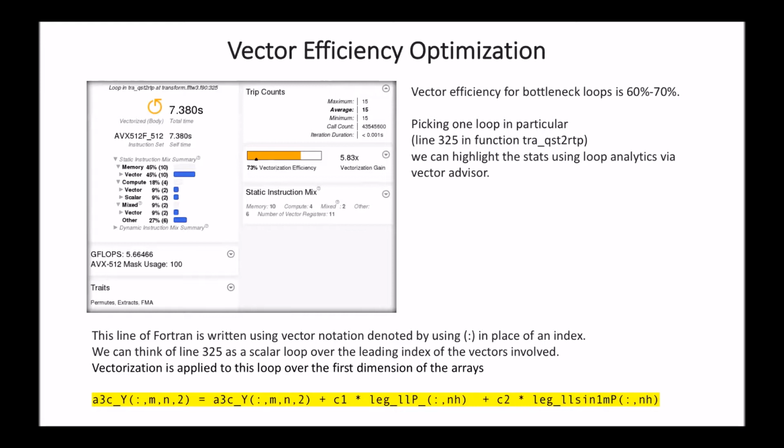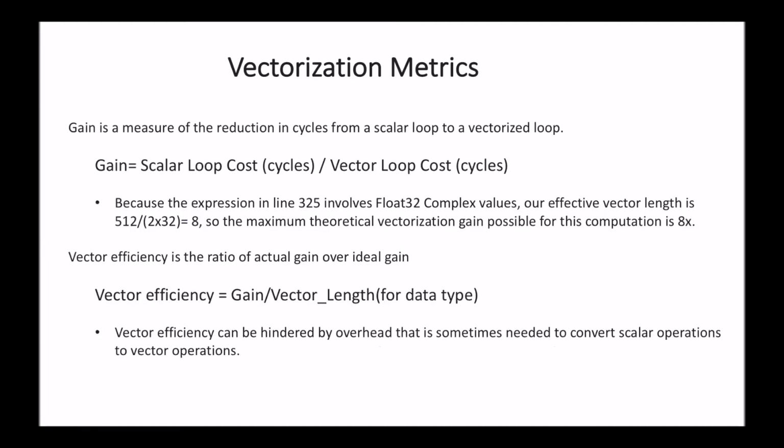One way we can get a handle on what's hindering this vectorization efficiency is to look at, oh, I'm sorry, I skipped ahead. Let me first define a couple of terms. What are we talking about when we talk about vector efficiency? So first of all, gain is measured as the cost of a scalar loop in cycles divided by the cost of a vector loop in cycles.